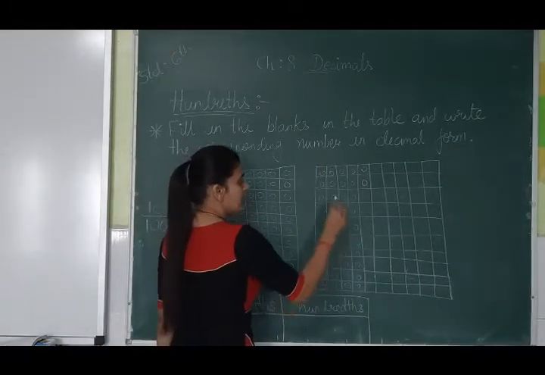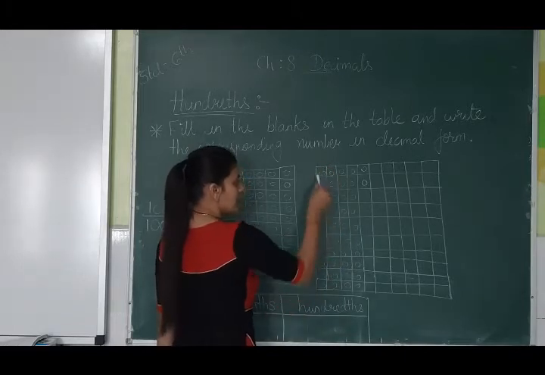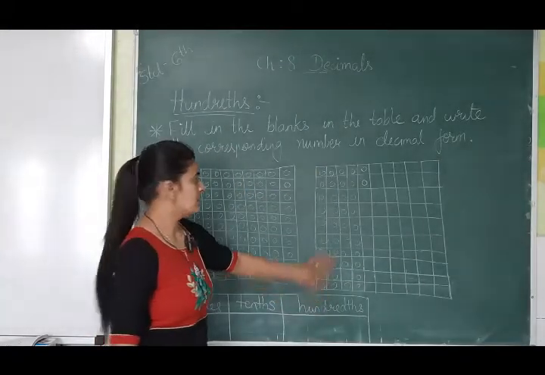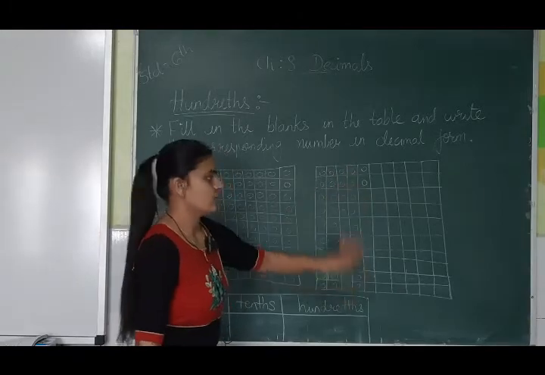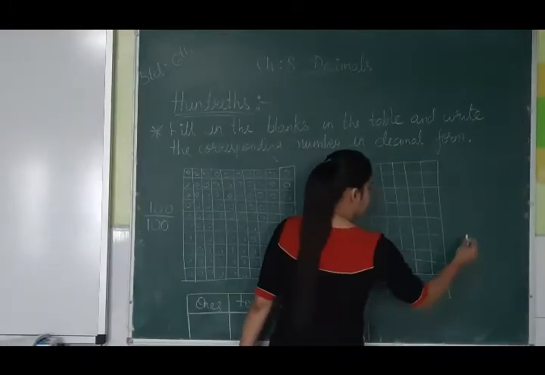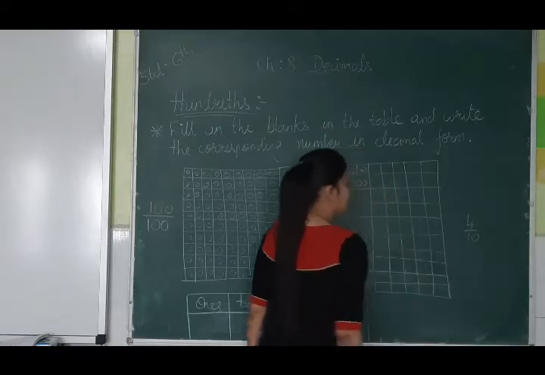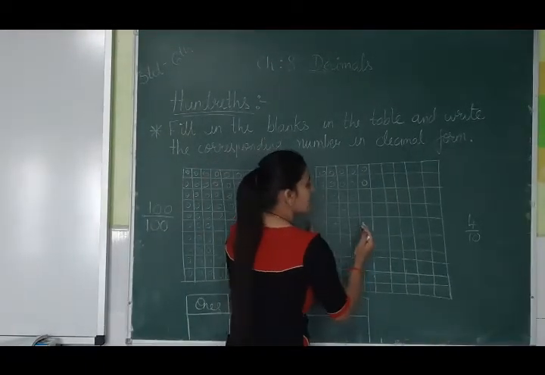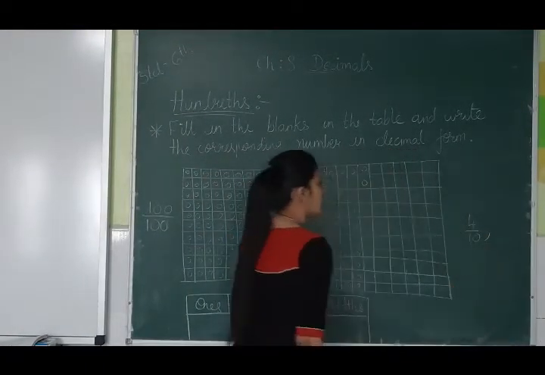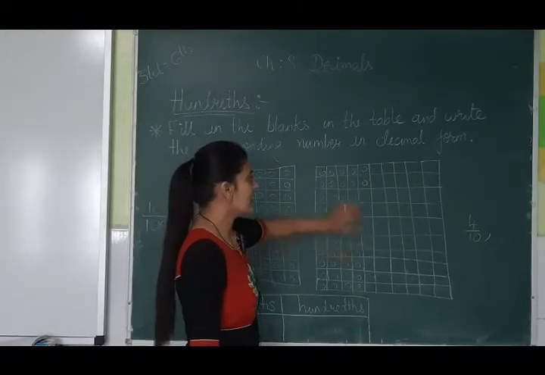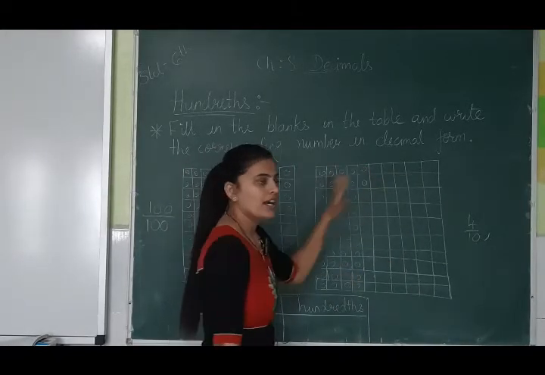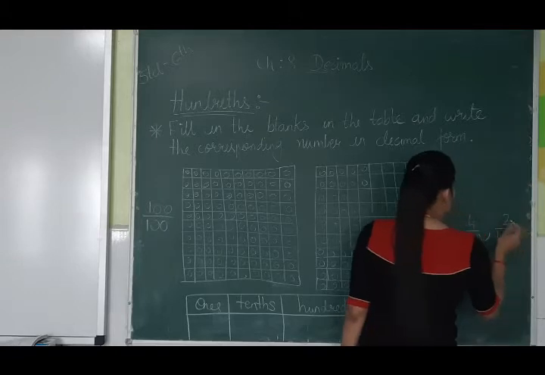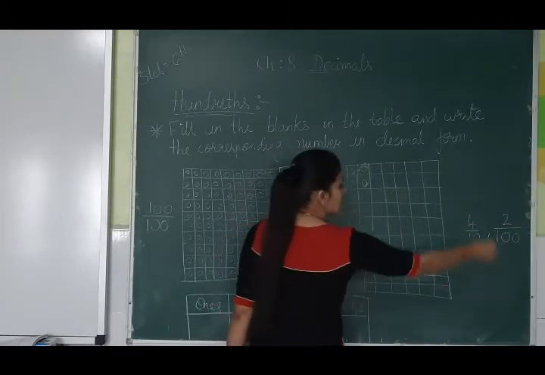Now out of this, how many are shaded? Of these 10 blocks, how many are shaded? 1, 2, 3, 4, 5, 6, 7, 8, 9, 10. Now of this 10, 4 are shaded. So 4 by 10, and here only 2. Now this section of 10 we will take as one side. Suppose these are empty, and only 2 are filled up out of this 100. So out of 100 only 2 are filled up.